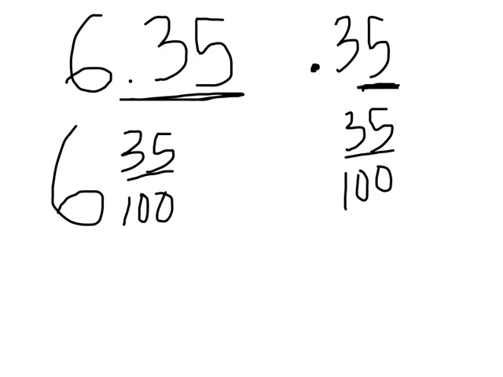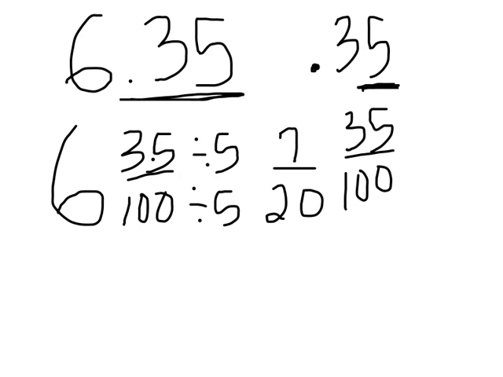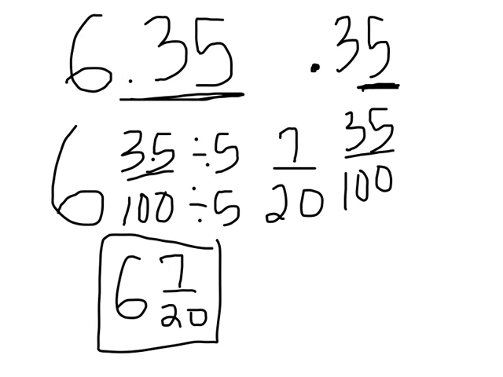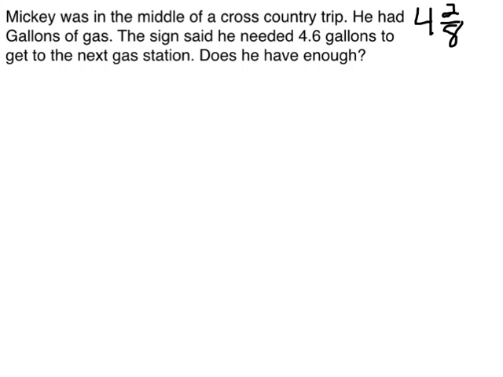Let's go ahead and reduce that. They're both divisible by 5. So 35 divided by 5 is 7. 100 divided by 5 is 20. So this is the same as 6 and 7 20ths. Let's do one more, then you'll practice. All right, let's look at this last one.